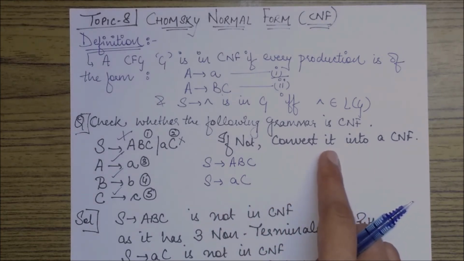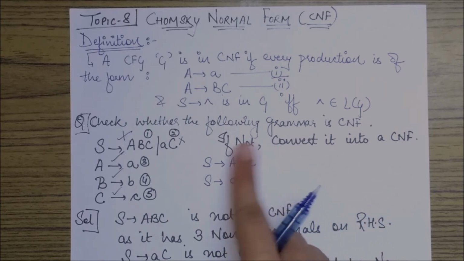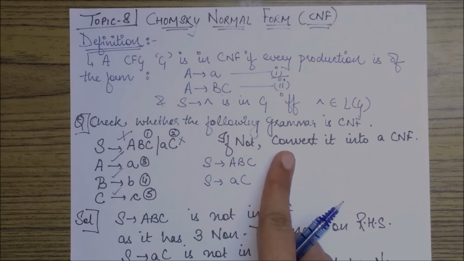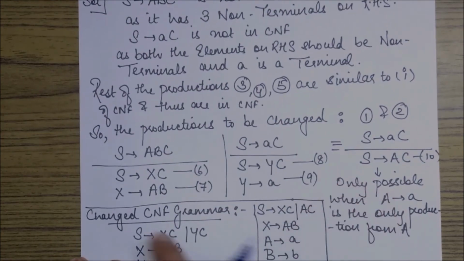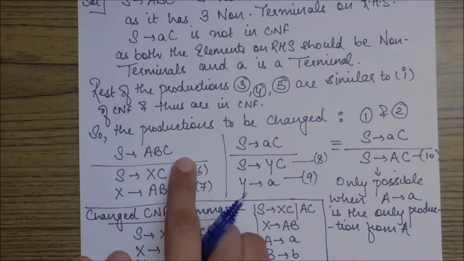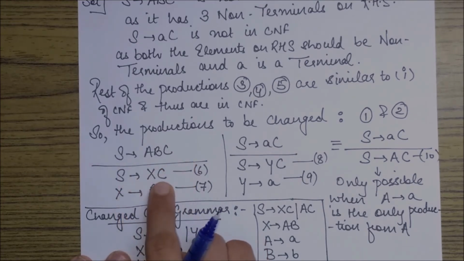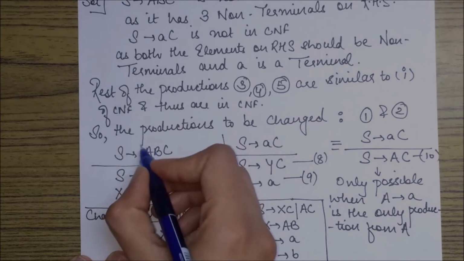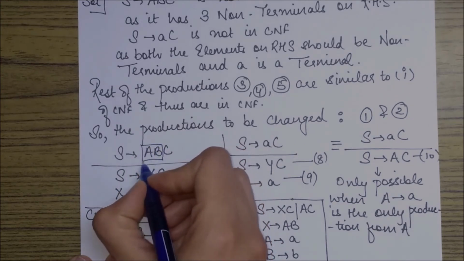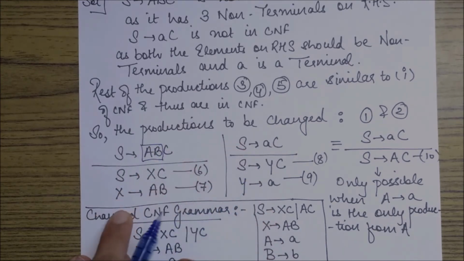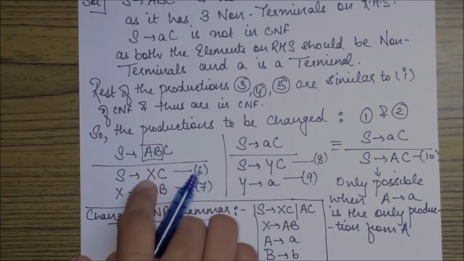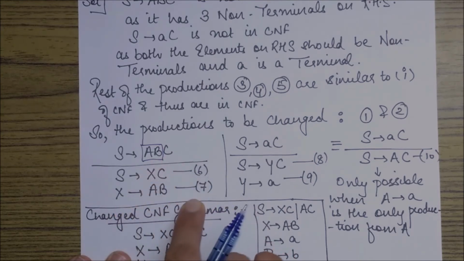So basically what I'm going to do over here is substitute two of the terminals and replace them with a single non-terminal. So how do I do it? See, over here, in place of S goes to ABC, I've written S goes to XC, where I have replaced this AB with a single X. So the next production that I'll have to add because of this X is X goes to AB.